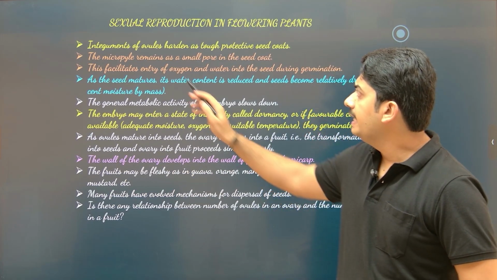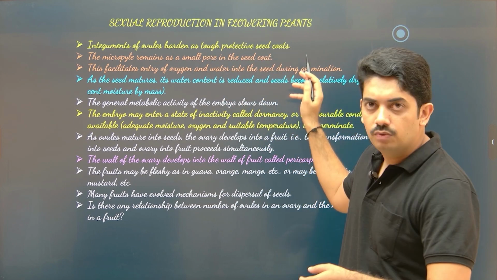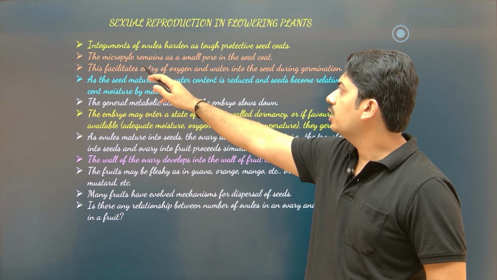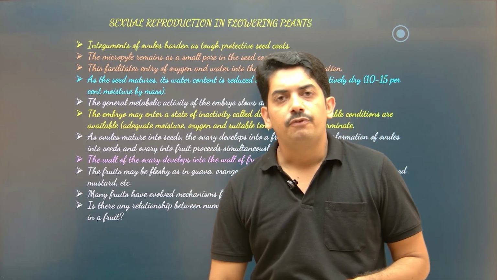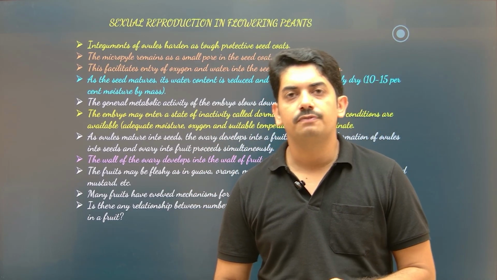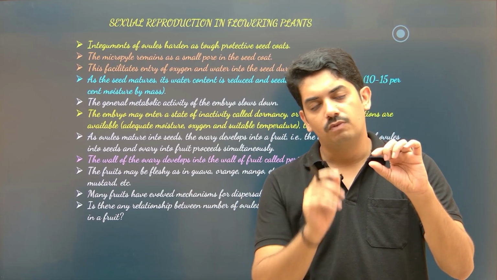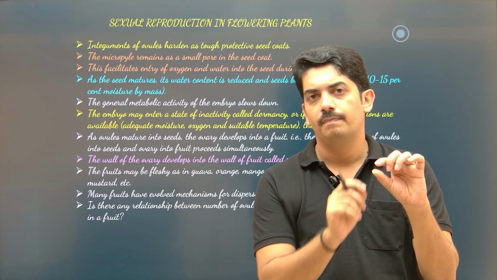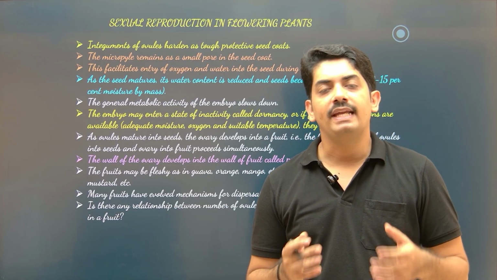Now, integuments of the ovule harden as tough protective seed coats. The micropyle remains as a small pore in the seed coat. If you observe any of the seeds, like Kabuli chana, observe its end. At one point there is a hole. That hole is nothing but what? Actually a micropylar region. Why is it present?